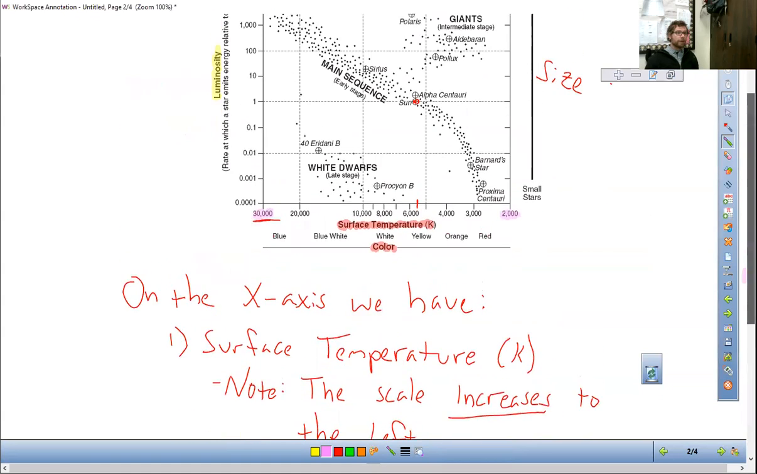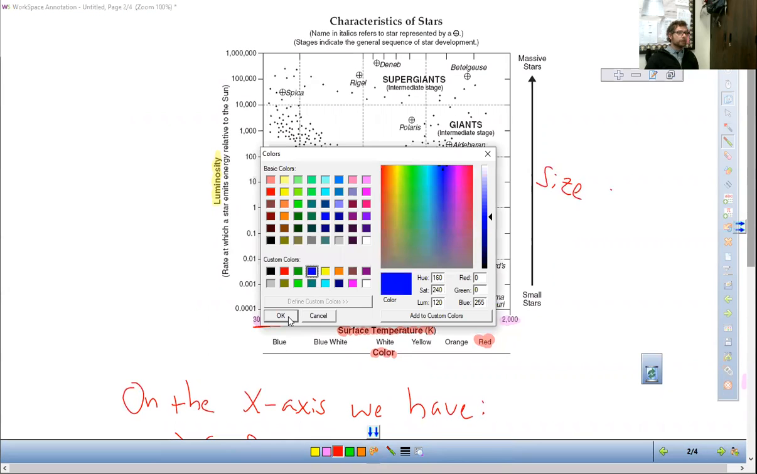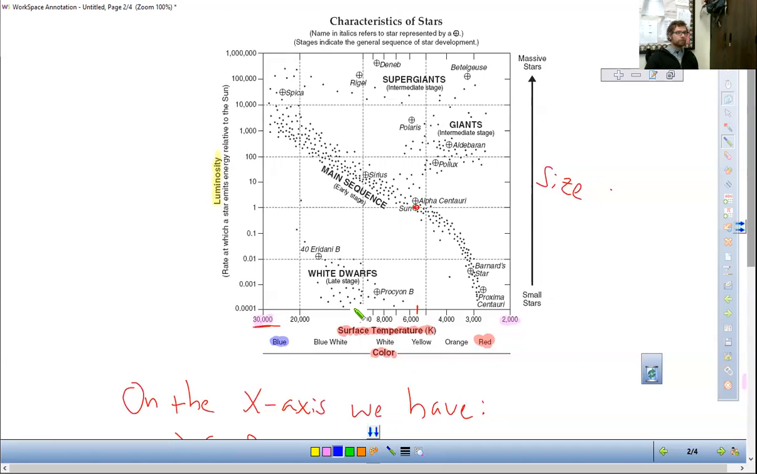So let's look back up at our HR diagram. And again, over here, we can see our surface temperature and we can see the color. We can clearly identify that at around 2,000 to 3,000 degrees, our stars are red. As we get warmer and warmer, up to 20,000, 30,000 degrees, our stars are going to end up being blue. And then we have the colors in between. So from red, sorry, we go to orange, yellow, white, a bluish white, and then blue.